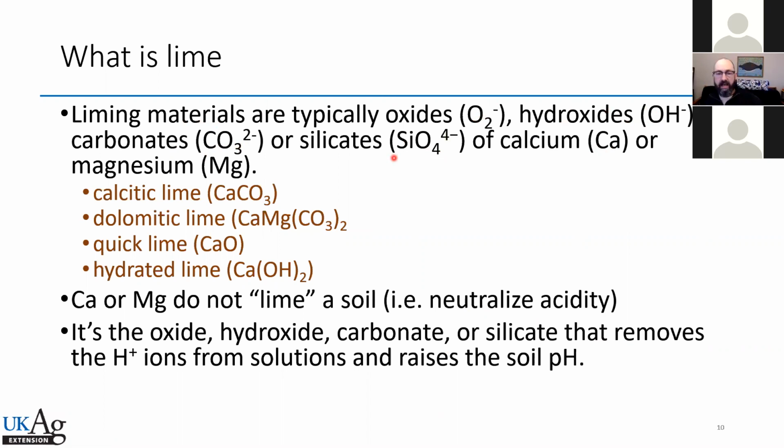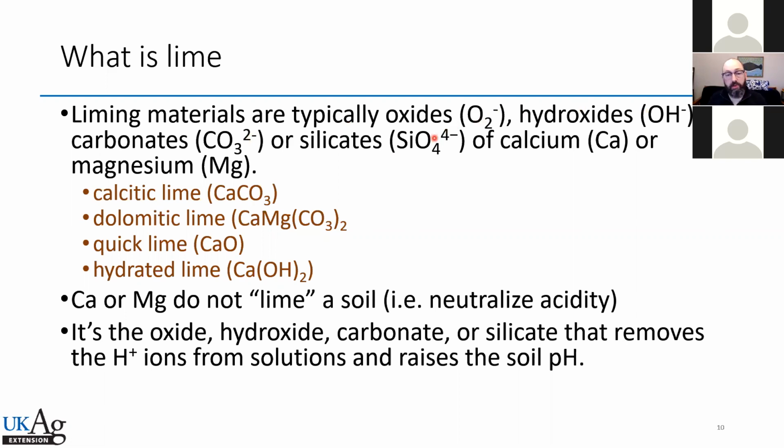That oxide, hydroxide, carbonate, or silicate is what we call the anion. See, they're all negatively charged. This has -1, -1, -2, -4. All right, that's an anion. It's negatively charged. And that's what's doing the work to lime up your soil.